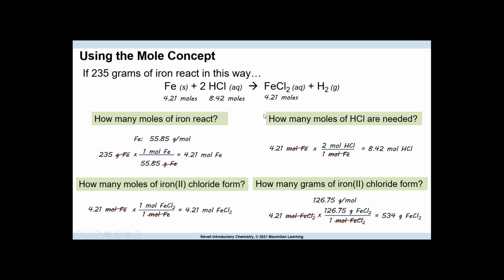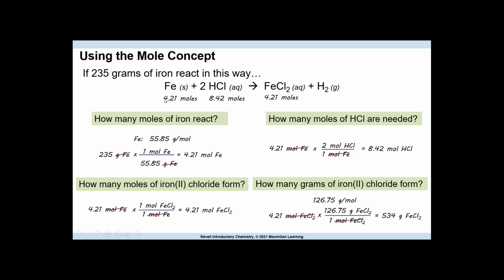We can solve this problem using unit conversions. So we begin with 4.21 moles of iron. We multiply by the conversion with HCl on top, which is 2 moles of HCl over 1 mole of iron on the bottom. The moles of iron cancel out, and this gives us 8.42 moles of HCl.